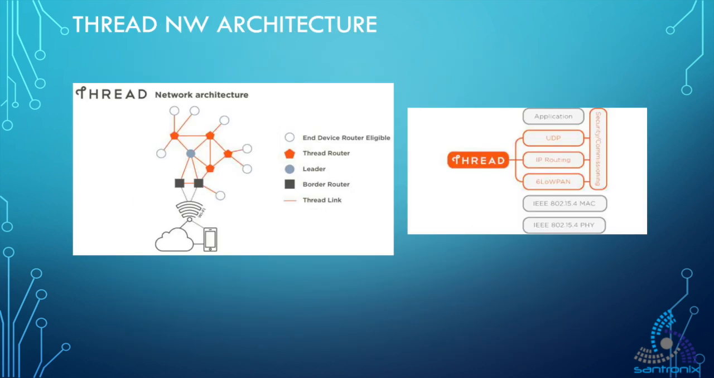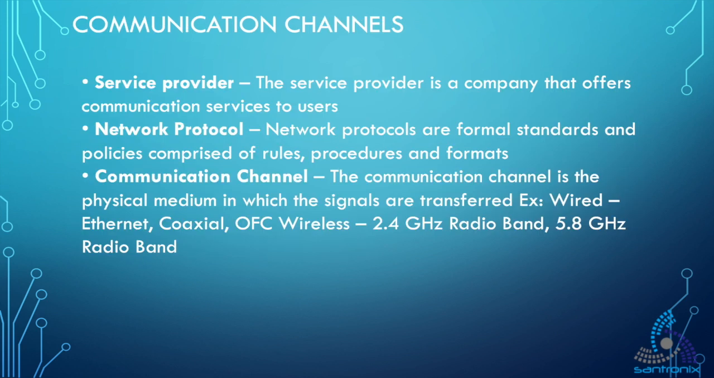Again, Google Thread can form a mesh similar to what is shown in the diagram here. And as you can see, it has different layers. You will have a physical MAC layer, and it uses 6LoWPAN as a communication technology, which then routes to UDP, where on top of it you can build your applications.